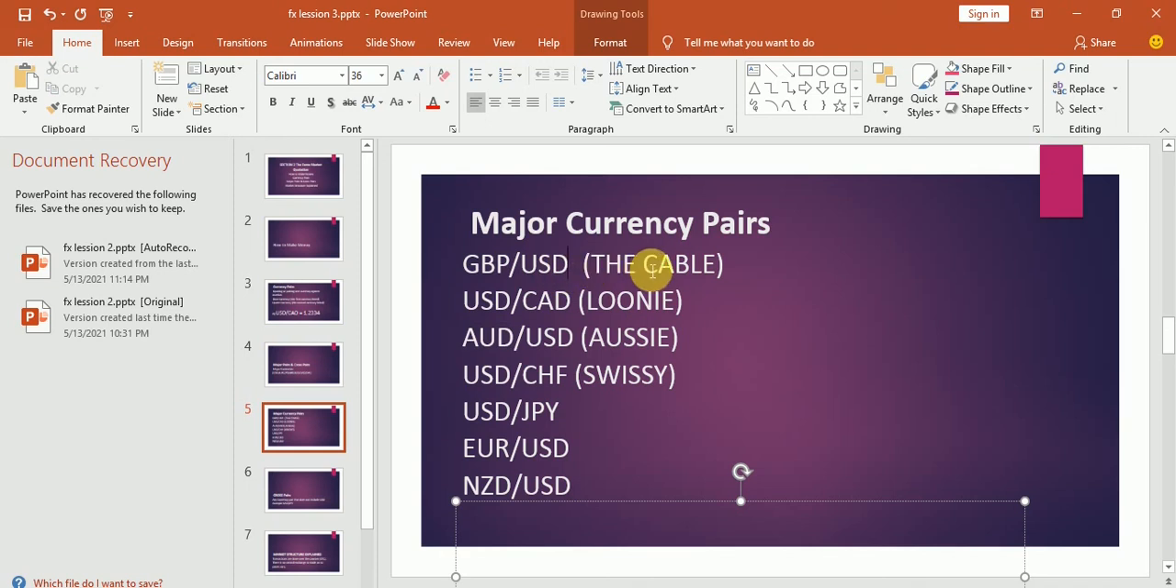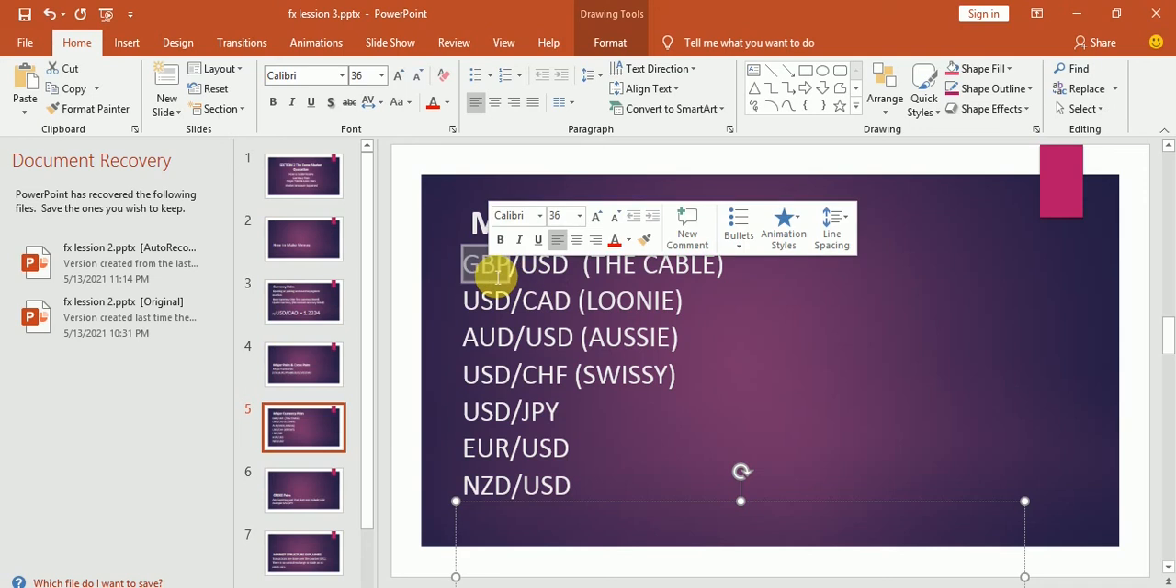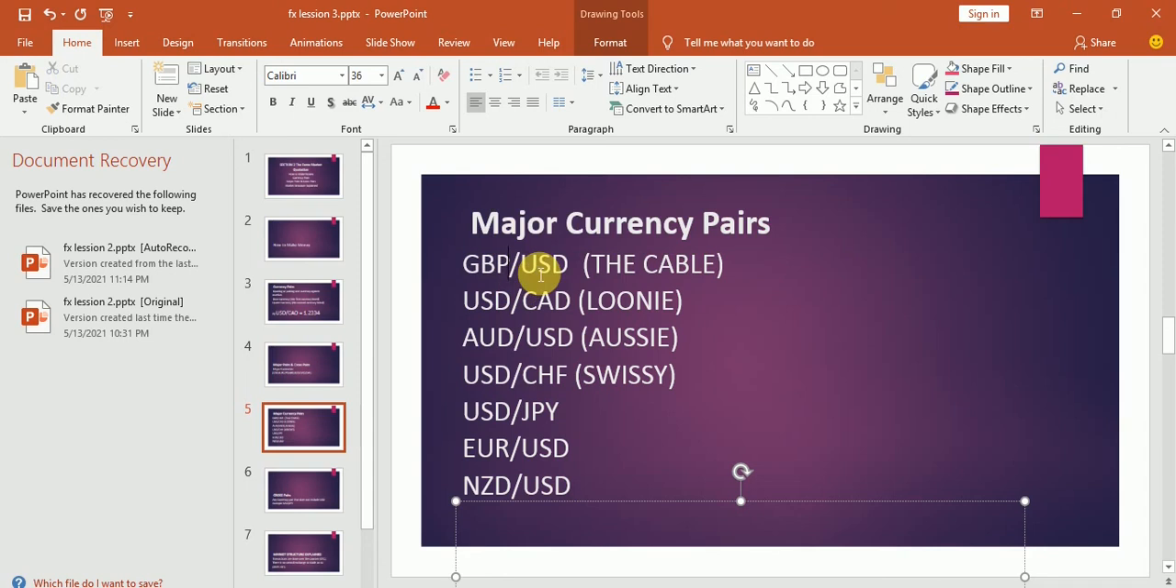This is the secret on how you can know the major. Once you see a pair, you first of all check this currency: is it in the list of the major currencies we have? If the answer is yes, is it paired with US dollar? If the answer is yes, it is a major currency pair.